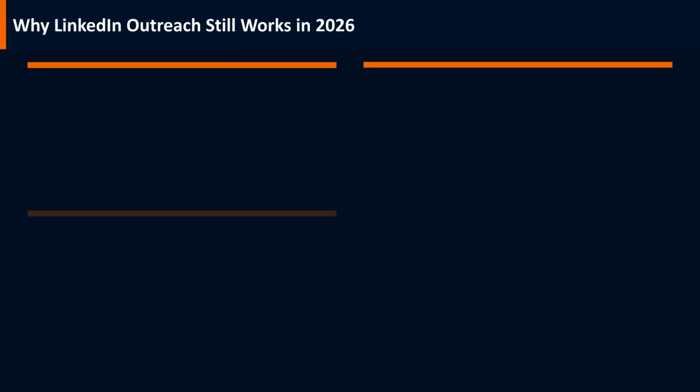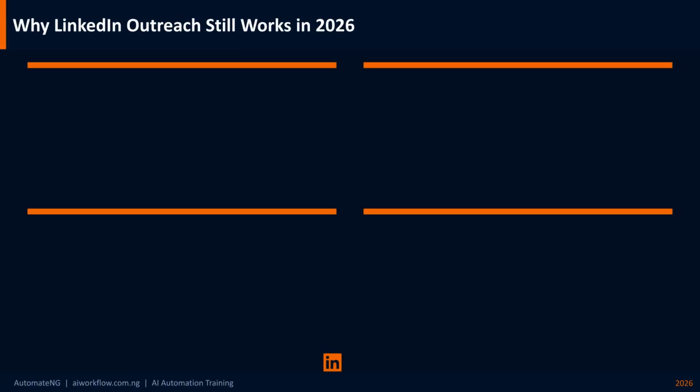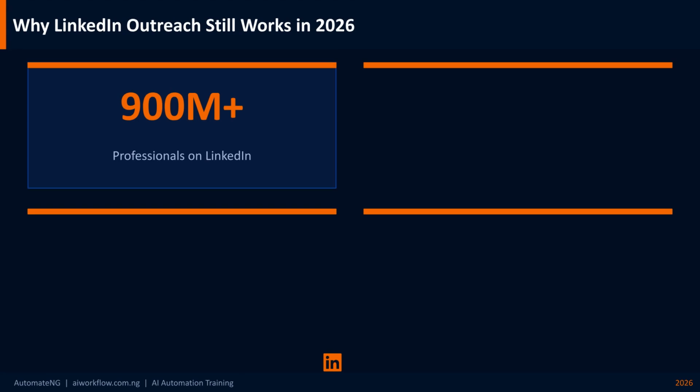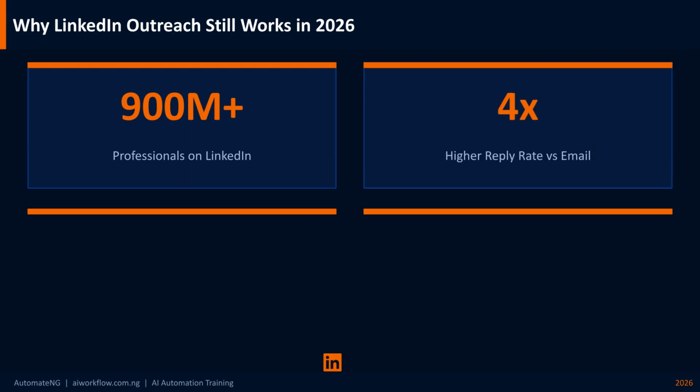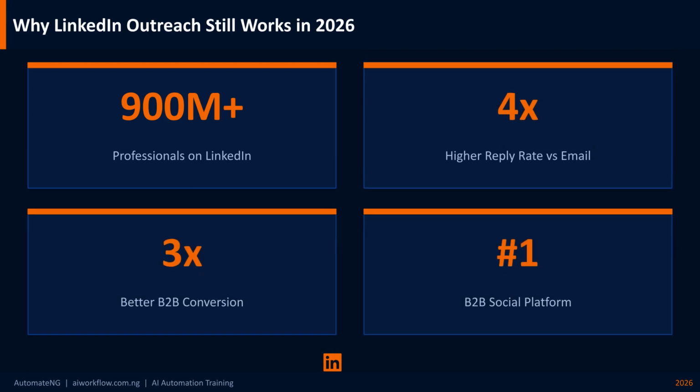LinkedIn remains one of the most powerful platforms for professionals, boasting over 900 million users. Studies show LinkedIn messages get 4 times more replies than cold email. For sales and B2B partnerships, outreach here is essential. When you add automation, it becomes unstoppable.